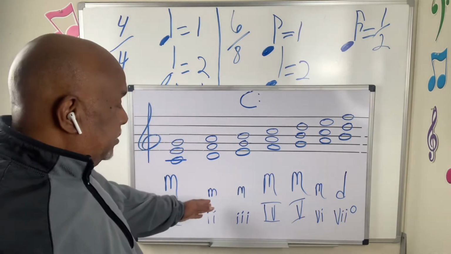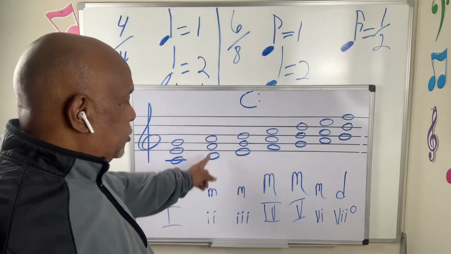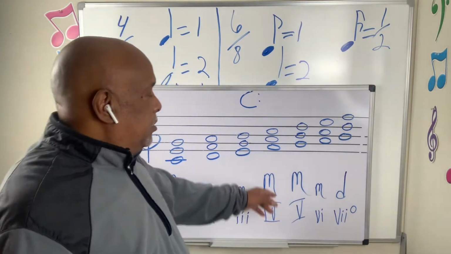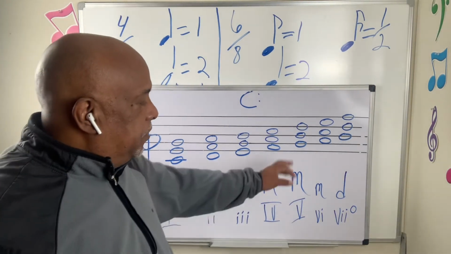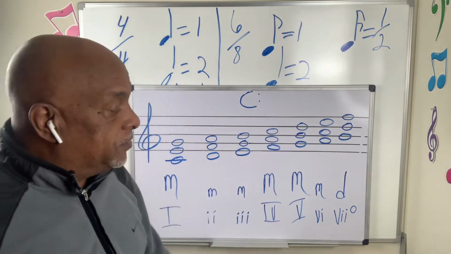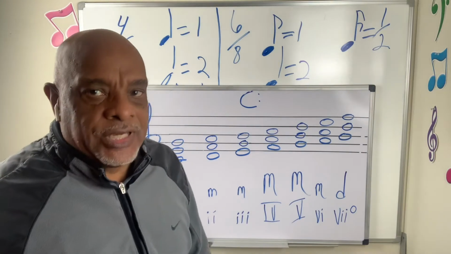That second scale degree, that triad, is minor. The third degree is minor. The fourth degree is major. The fifth degree is major. The sixth degree is minor. And the seventh degree is diminished.